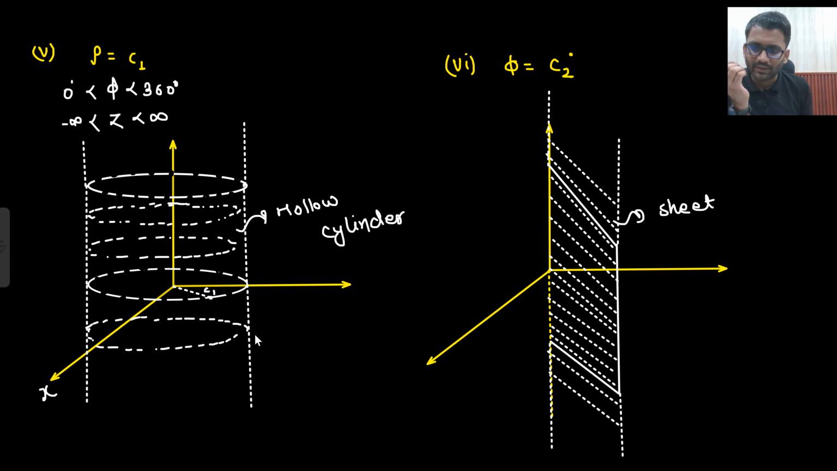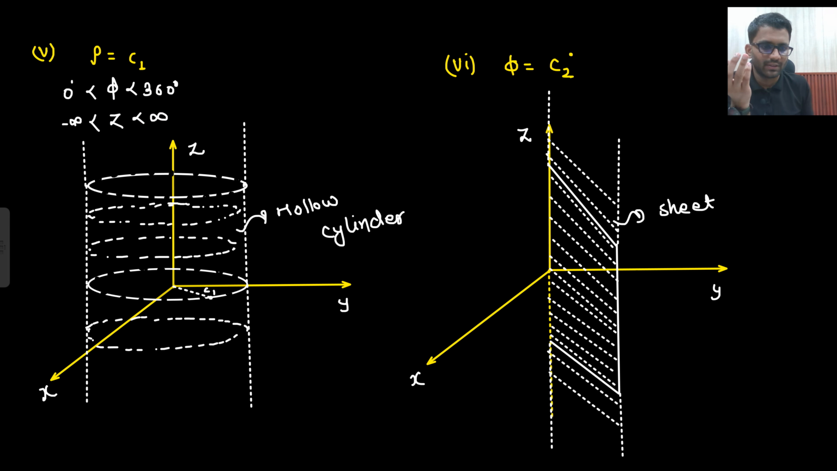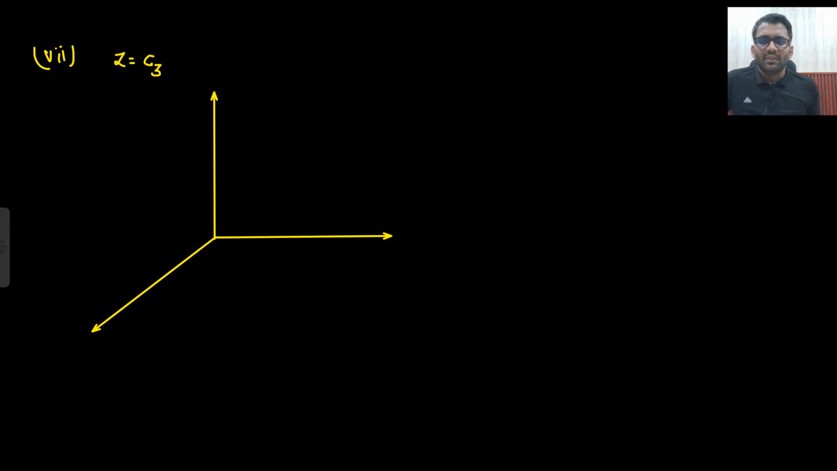Here I did not mark the x, y, z. All are x, y, z only. We are making it with respect to x, y, z only. This is the rho length, and this is the sheet we are getting. Now z equals C3. Z is fixed. So whatever will happen, will happen at this height. This height is C3, that is fixed. So I need to work at C3, and whatever needs to happen, will happen here.